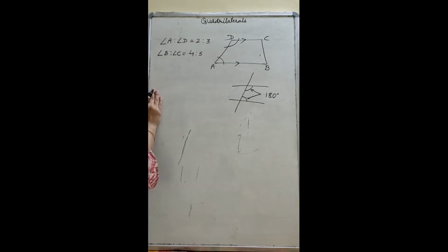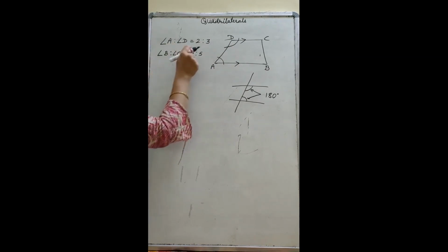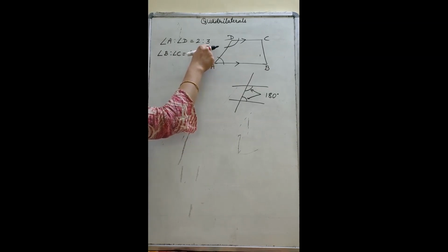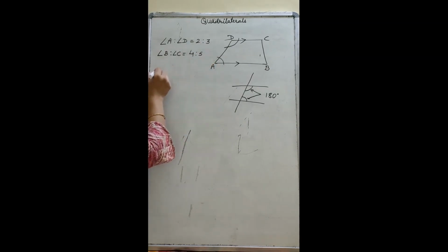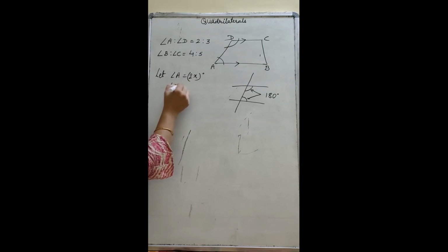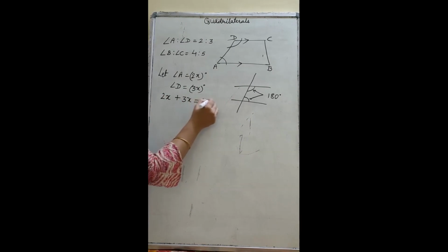So first we will suppose that the common variable in angle A and D is x. When we multiply x by 2, it becomes 2x, and when we multiply x by 3, we get 3x. So let angle A be equal to 2x degrees and angle D be equal to 3x degrees. Now since these two angles are supplementary, we will write 2x plus 3x is equal to 180 degrees.